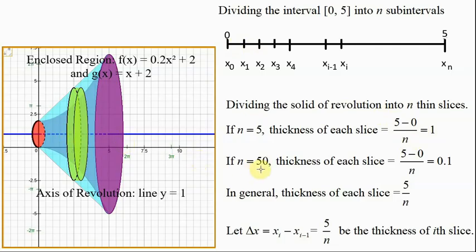But if n is 50, meaning we want to have 50 subintervals, then the length of each subinterval will be 5 over 50, which is 0.1. And so the thickness of this disk will also be 0.1. And so in general, the thickness of each disk will be 5 over n. Let's denote the thickness of each slice as delta x.